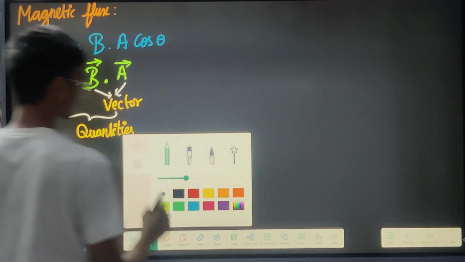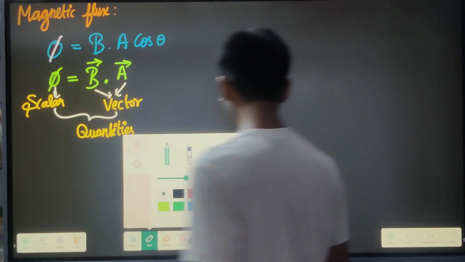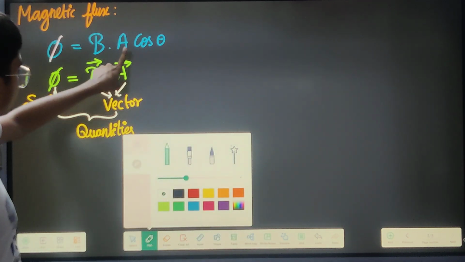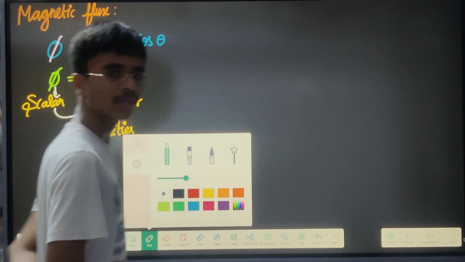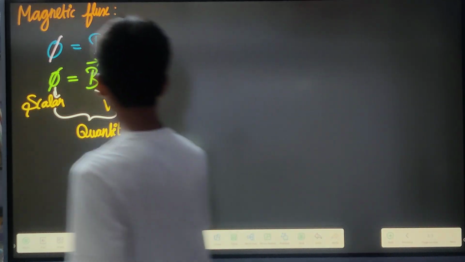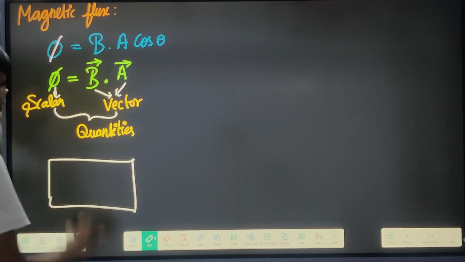What is that theta? Actually the theta is none other than the angle between the area vector and the magnetic field. Theta is the angle between the area vector and the magnetic field. Well, I can just give you one diagram.